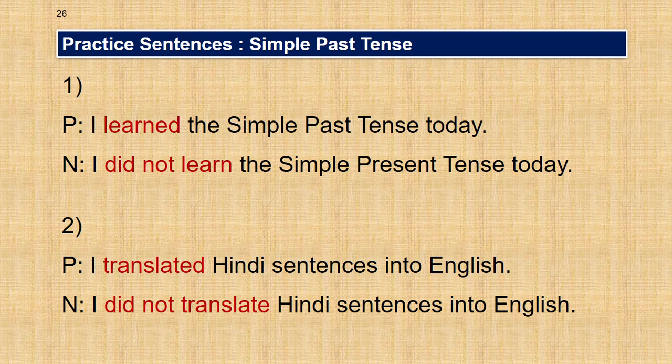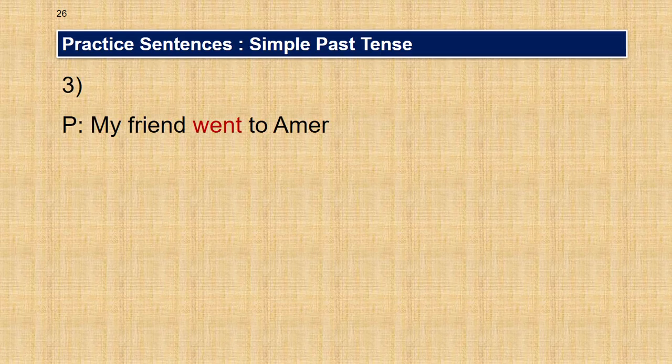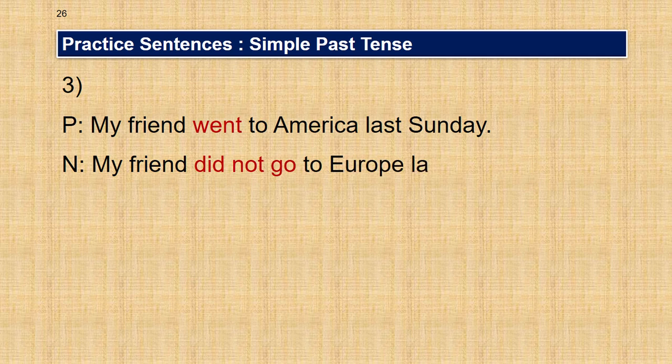So the second example says, I translated Hindi sentences into English. I did not translate Hindi sentences into English. So translated and did not translate. See, this is the difference in positive and negative sentences. The third sentence is there on your screen now. My friend went to America last Sunday. Negative: my friend did not go to Europe last Sunday. So I changed from America to Europe, so that the meaning does not change either side, right?